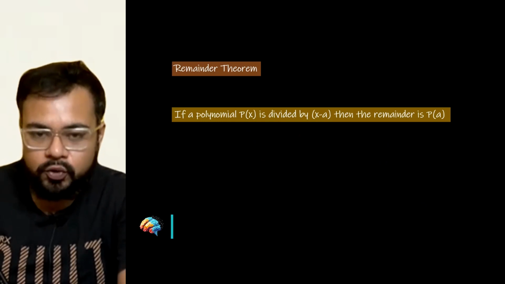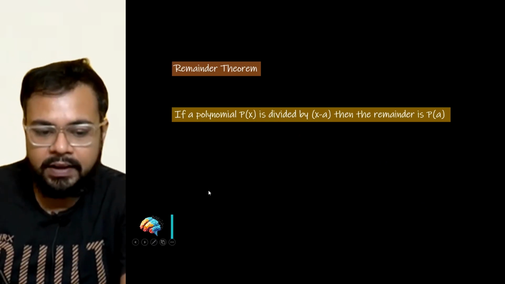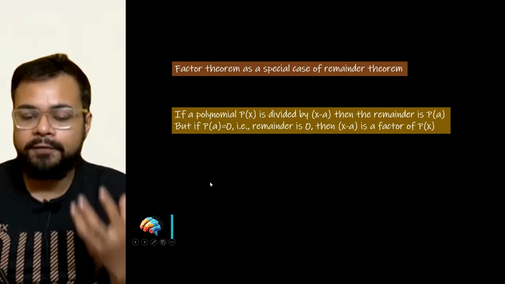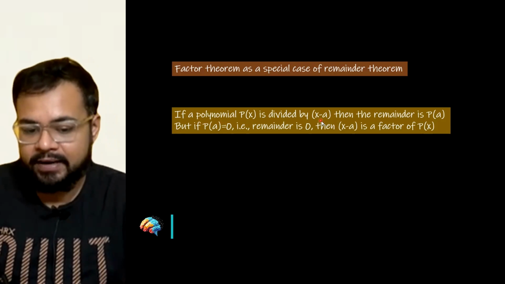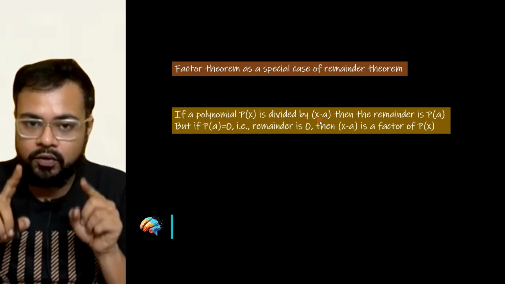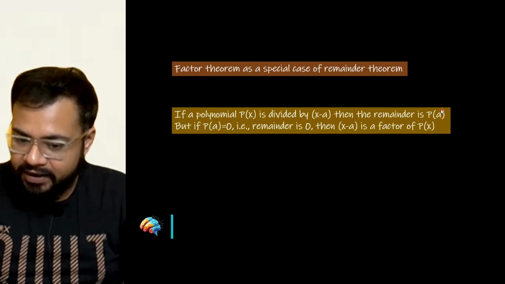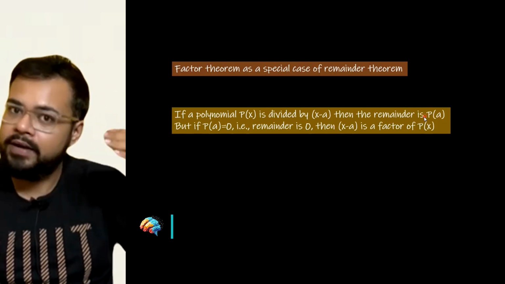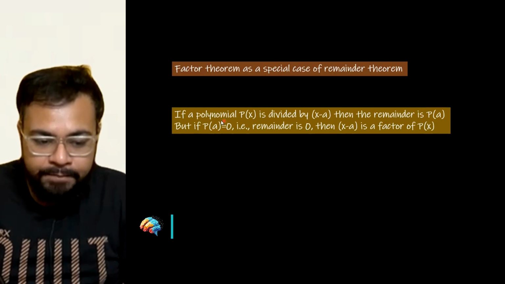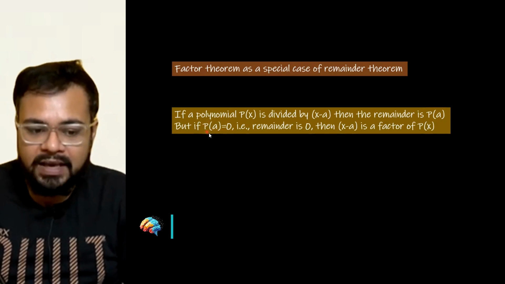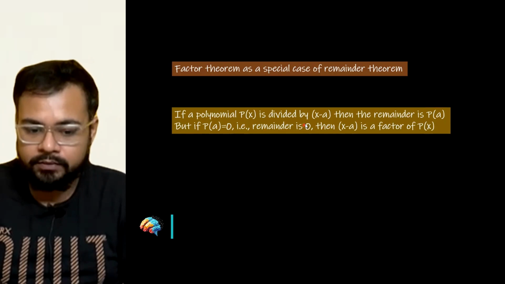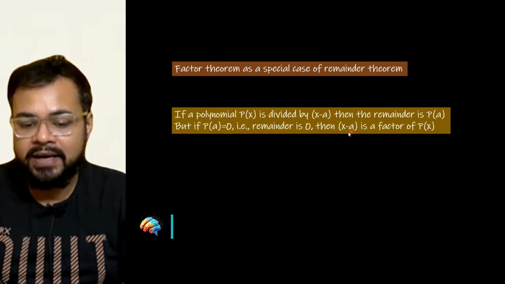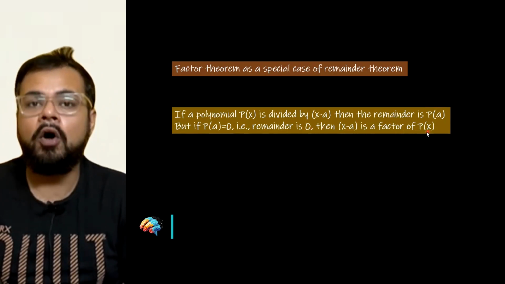Now, going into the factor theorem, which is basically a special case of the remainder theorem itself. What they're saying is, if a polynomial P(x) is divided by x minus a, same thing, no change from the remainder theorem, its remainder is P(a). That was the statement of the remainder theorem. Now they are saying, if P(a) is equal to 0, that means the remainder is 0. What was P(a)? P(a) was the remainder by the remainder theorem. So that means the remainder is 0. Then x minus a is called a factor of P(x).